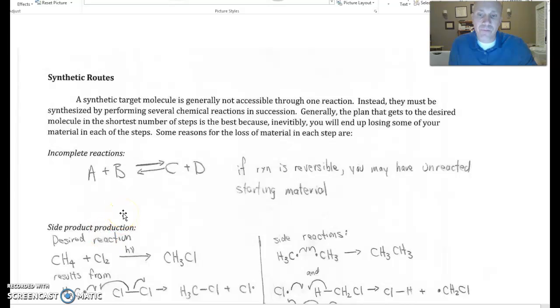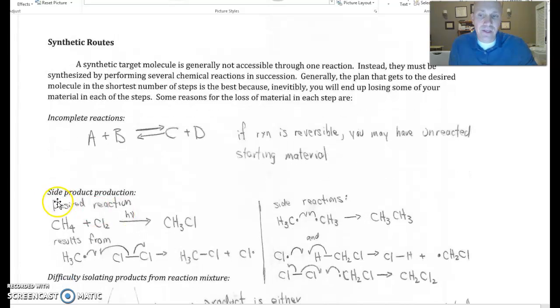Another problem that you run into is side product production. Let's take this reaction for example. Let's assume that this was our desired product molecule. This is a radical halogenation. We covered this back when we were doing alkanes. The desired reaction results from the radical reaction between this methyl radical and a chlorine molecule, creating this right here.